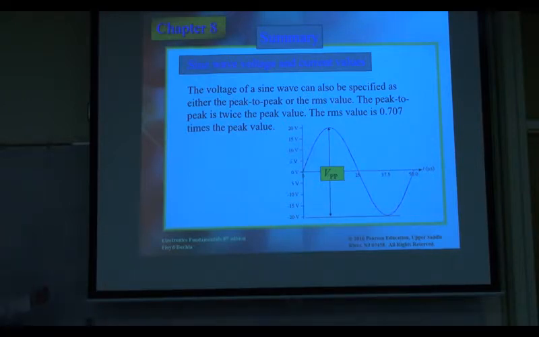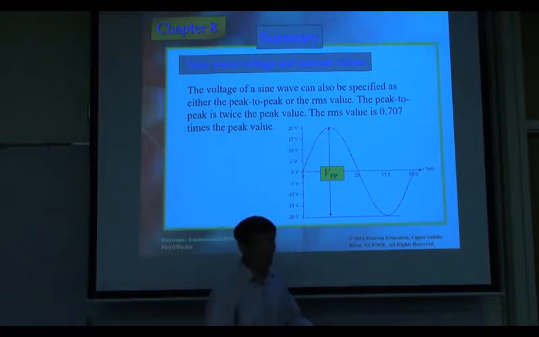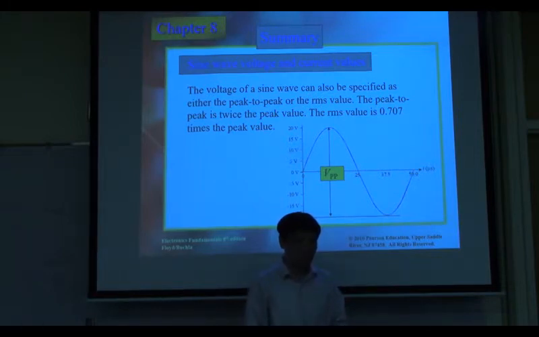How do we get this? You use a method beyond trigonometry, the integral. But in this class, you only need to know that the RMS value is close to 70%, 71% of the peak value.